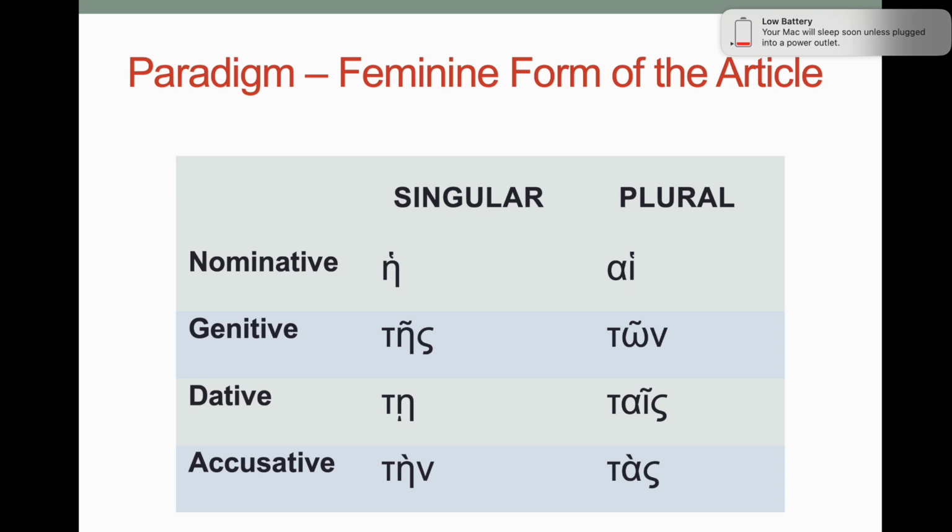Now, you can learn these whatever way you want to learn them. You can learn them in terms of their singular form, he, tes, te, ten, and then their plural forms, hai, ton, tais, tas, or you can go like what I've done here: he, hai, tes, ton, te, tais, ten, tas. However you want to learn them. Learn the feminine forms and you'll be good to go with every feminine noun. This is the article that goes with it.